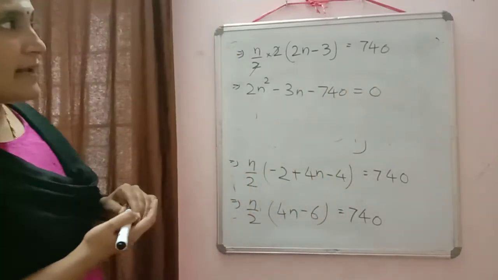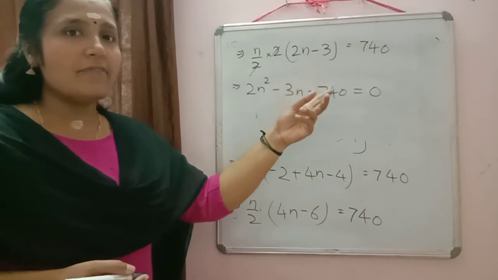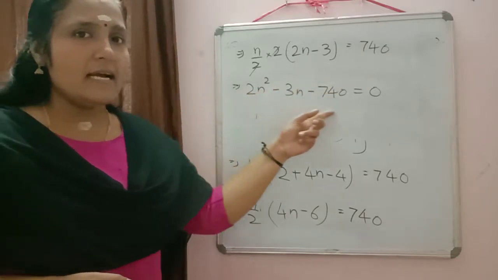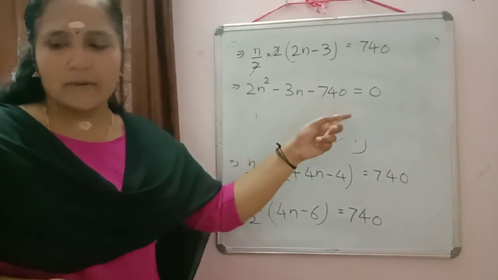Can you tell me why I shifted that 740 to the left hand side? Yes, which type of equation are we getting? We are getting a quadratic equation.